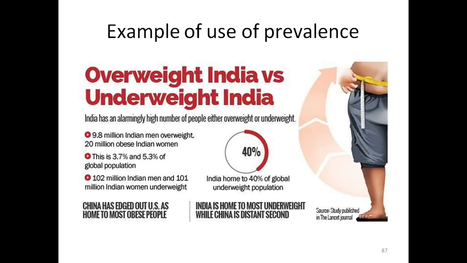So this is a common example. 40% of Indian people are an underweight population, so it will be around 30 or 40 crores. How did it come? The number of underweight divided by the total of 130 crore gives this percentage. Like that, 20 million obese women is 3.7%, and Indian men, 20 million, is 5.3%. The denominator will be 130 crore. So how do we calculate the prevalence?